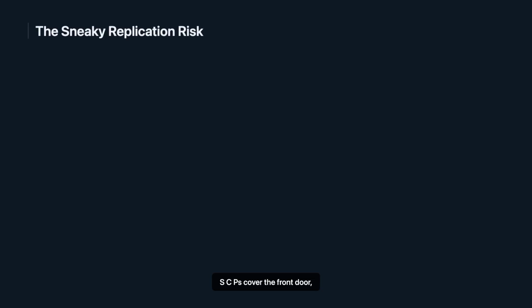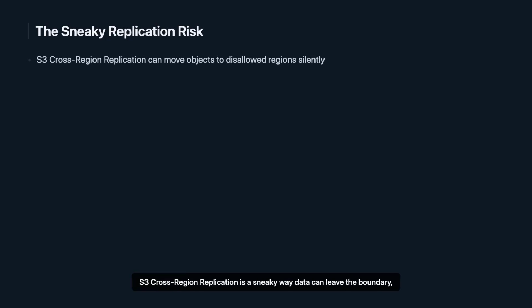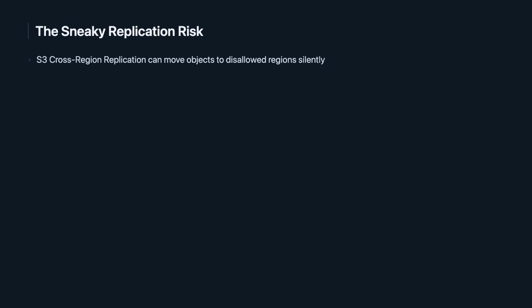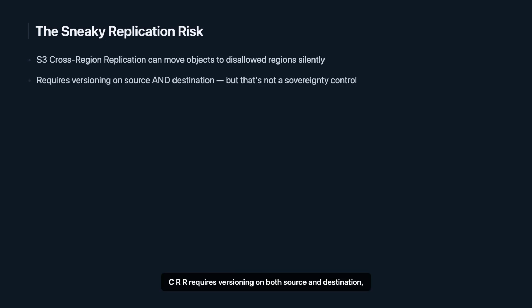SCPs cover the front door, but there's a side door you also need to bolt. S3 cross-region replication is a sneaky way data can leave the boundary, even when your region SCP is in place. Someone with bucket admin permissions can create a replication rule that quietly copies objects to a bucket in a disallowed region, and your residency promise just broke. CRR requires versioning on both source and destination, but versioning is a mechanical requirement, not a sovereignty control.